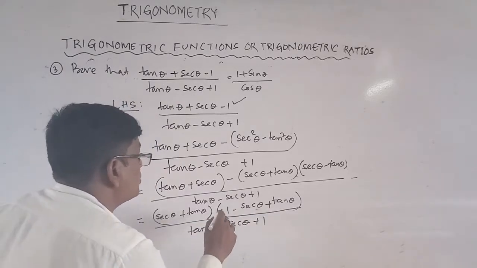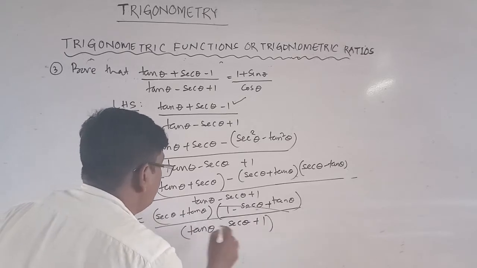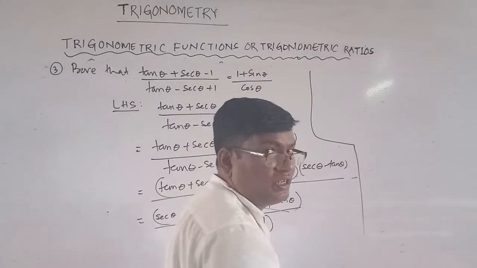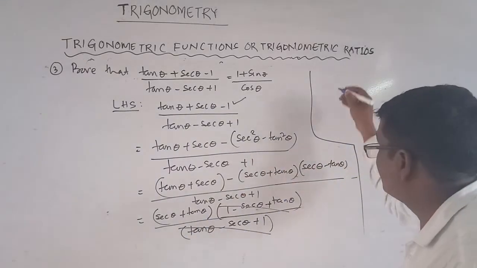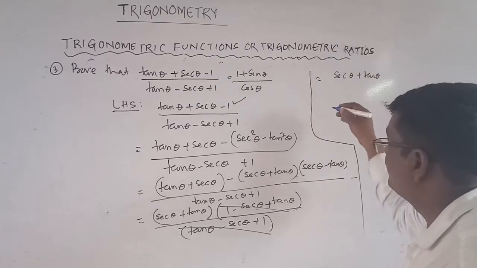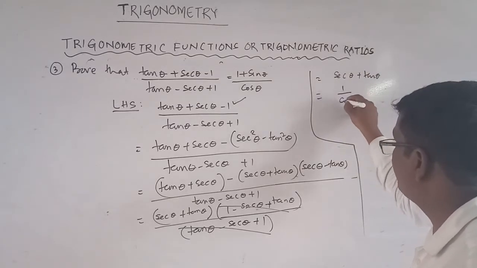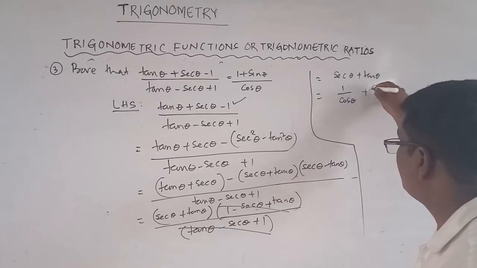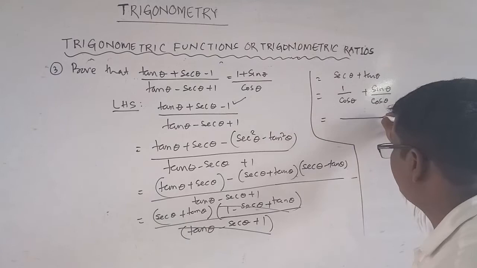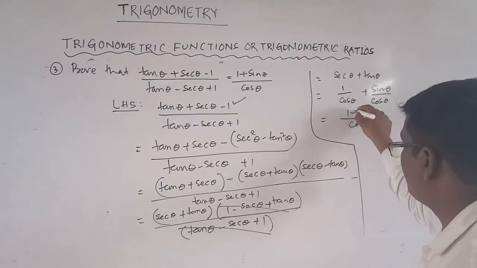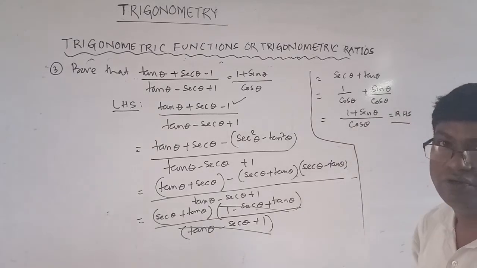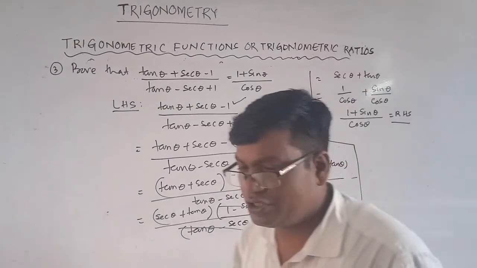So this term and this term cancel. So the numerator is sec theta plus tan theta. Sec theta means 1 by cos theta, tan theta means sin theta by cos theta. So the LCM is cos theta, giving (1 plus sin theta) by cos theta, which is equal to the right hand side. Now another question.